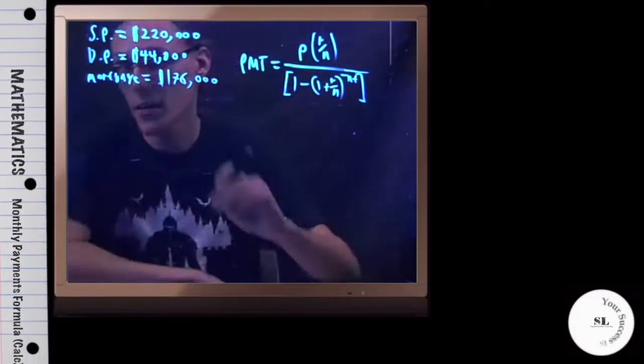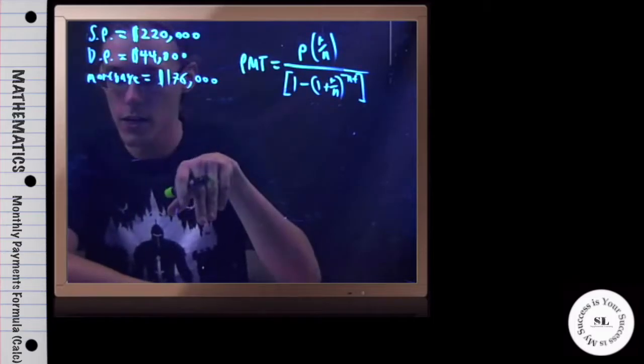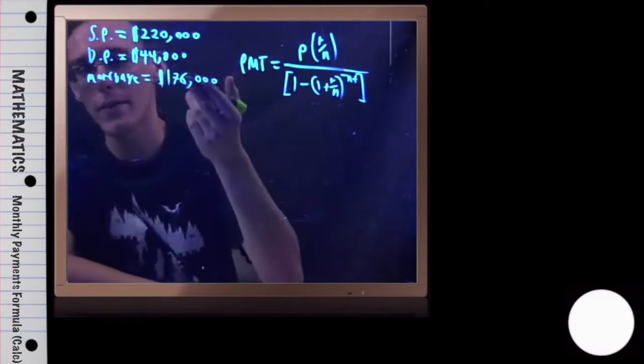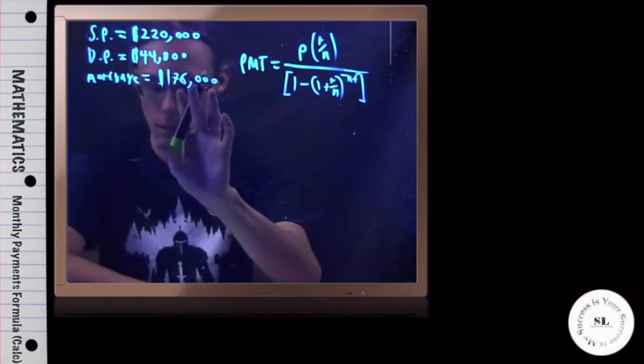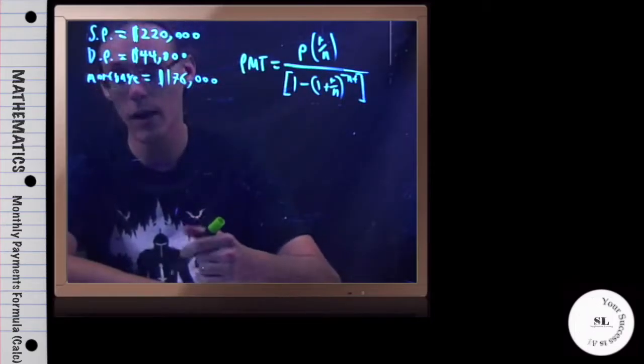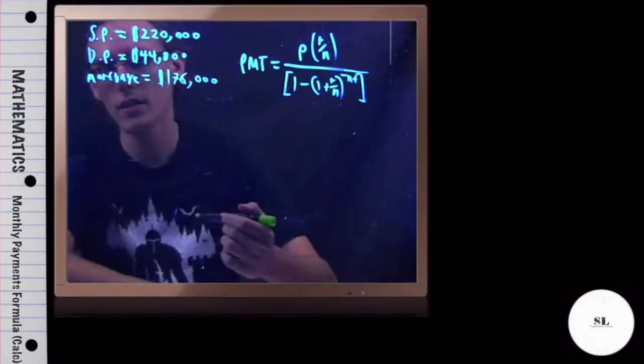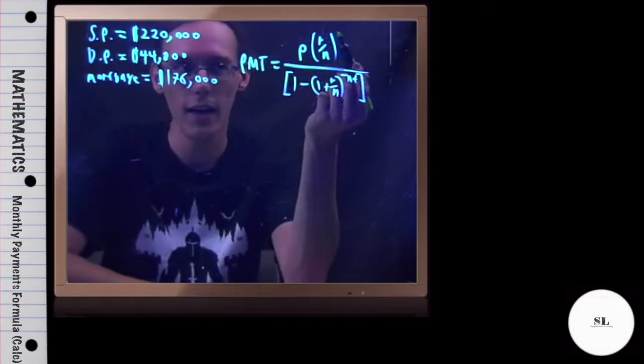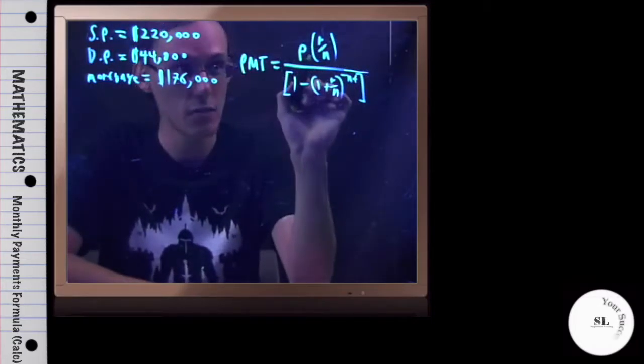Alright, in this example, we're given tons of information about the price of a home, the down payment required by the bank, and the mortgage for it, and we are asked to find the monthly payment. So the formula to calculate the monthly payment you're going to have to pay is this formula right here.